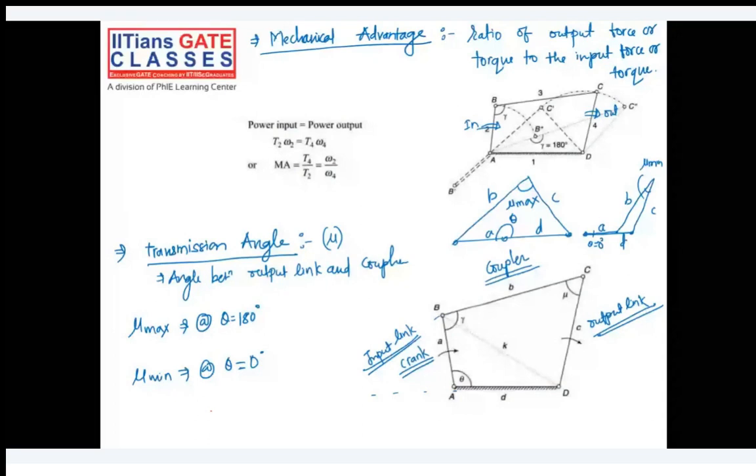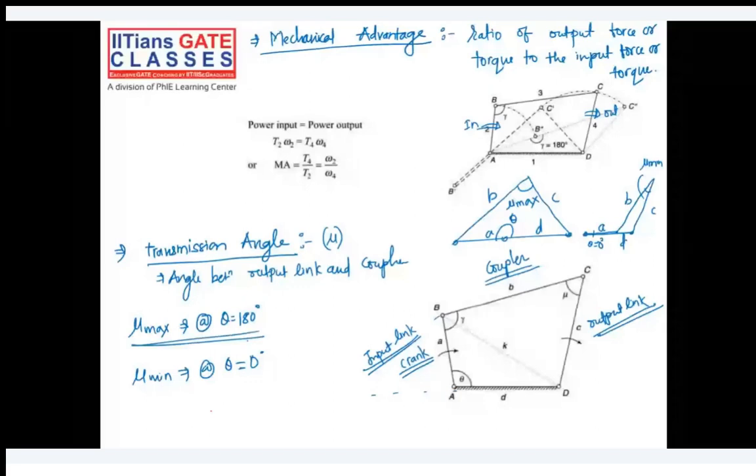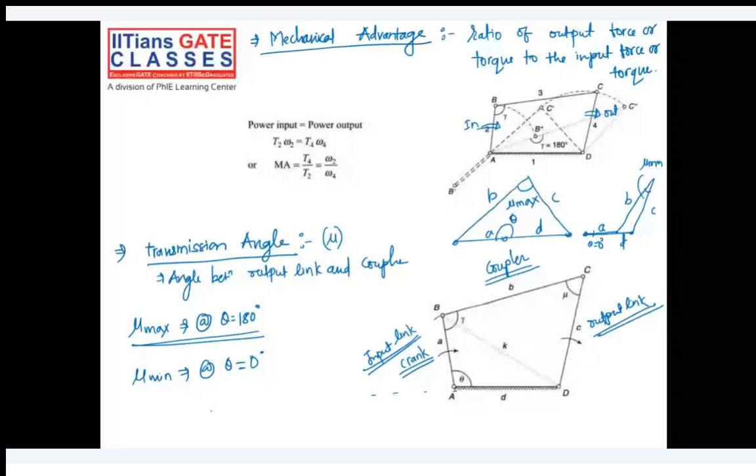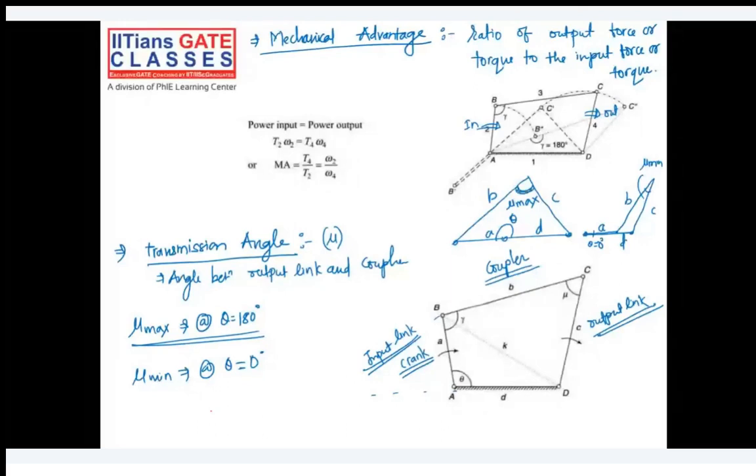Any doubt till this? So can you tell how you will calculate? So this is there, but how you will proceed after this? So how you will calculate mu max if I give you this triangle? The triangle sides are given to you, A, B, C, D. You are aware of this A, B, C, and D. Can you tell me how you will calculate this mu? Yeah, you can use sine rule also, correct? That is fine, but you don't know other angles, right?